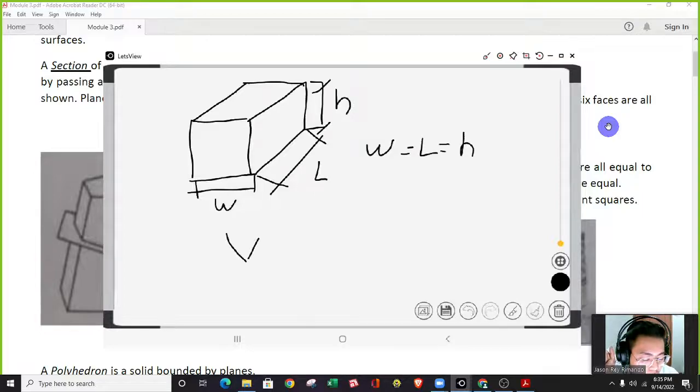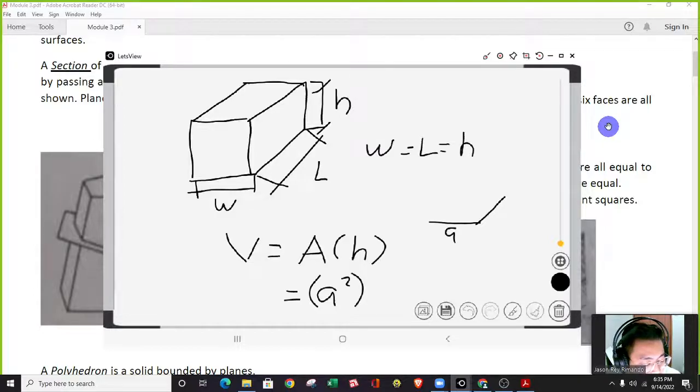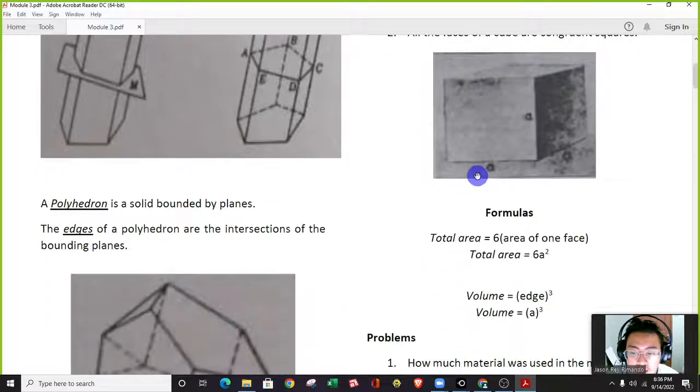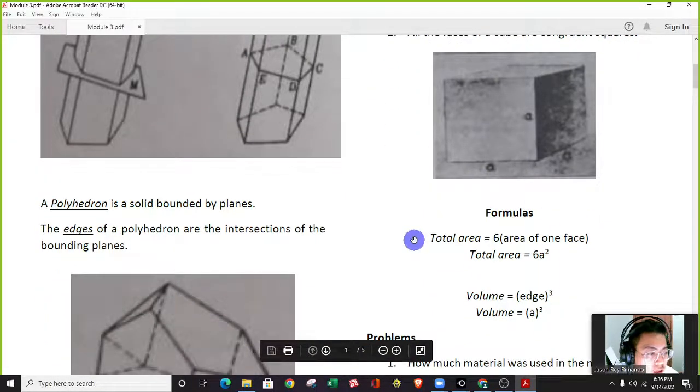So, kapag kukuha ka ng volume, it is the area multiplied by your height. What is the area for a square? You have A squared. What is the height? Since same sila, this is A, this is A. Therefore, your height is A. Or simply, volume is equal to A cubed.